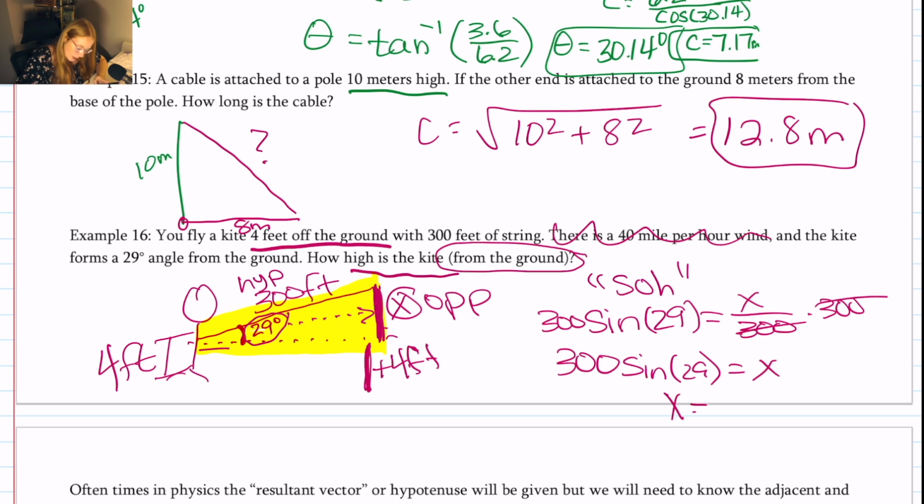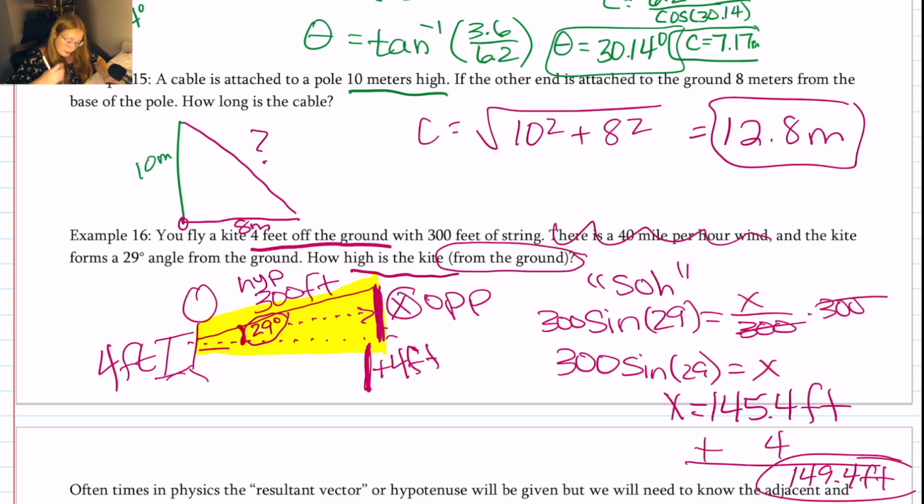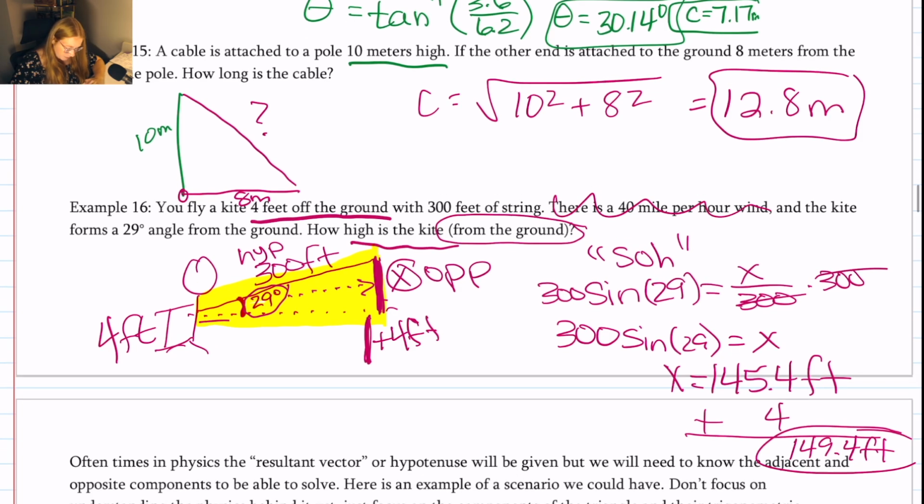And it looks like that is 145.4 feet. Let's go ahead and add that extra 4 feet, but that's honestly not much compared to what it is. So plus 4 feet would be 149.4. I don't know why I typed that into my calculator, but that kite is 149.4 feet off the ground.